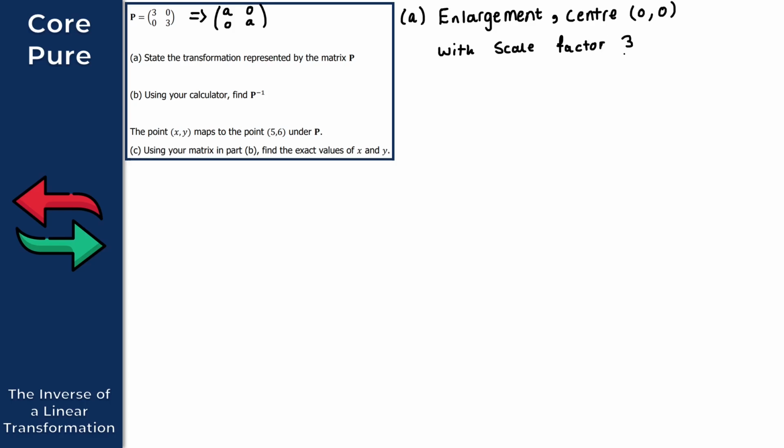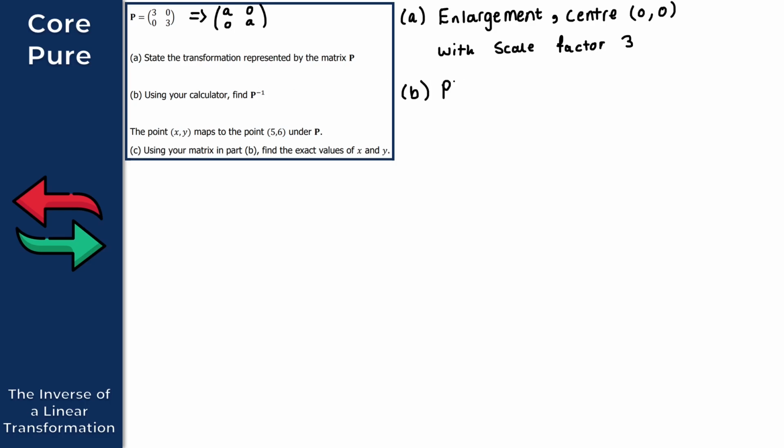Okay, and there we have it. So nice and straightforward. That gives us the solution there to part A. Now for part B then, again, hopefully nice and straightforward here. It just says using your calculator, find P inverse here. So that's this P to the power then of -1.